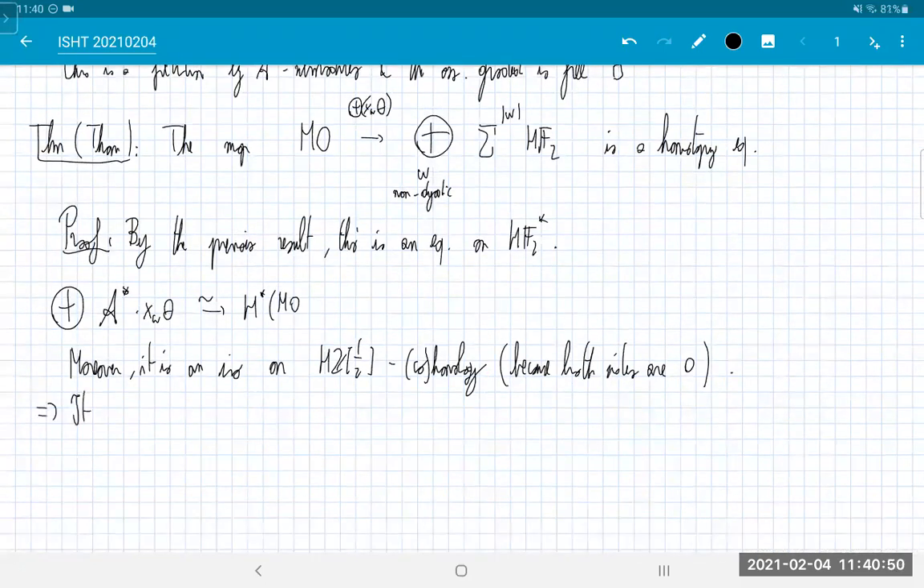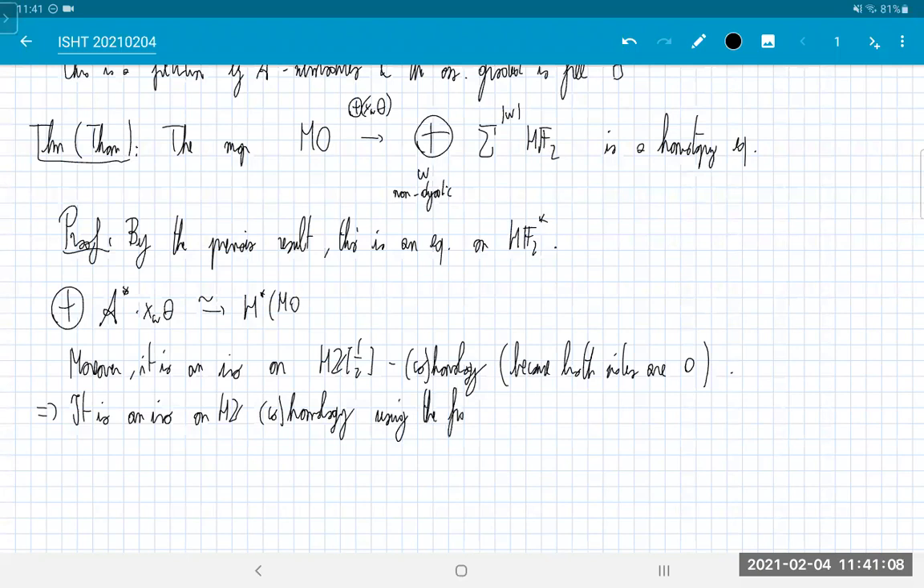Hence, it is an iso on HZ cohomology by putting together with the fracture square. Well, okay. It's easier than the fracture square, but since we have the fracture square, we might as well use it. But then it is an equivalence, since both sides are connective. That's by the Whitehead theorem. It was also in an exercise.